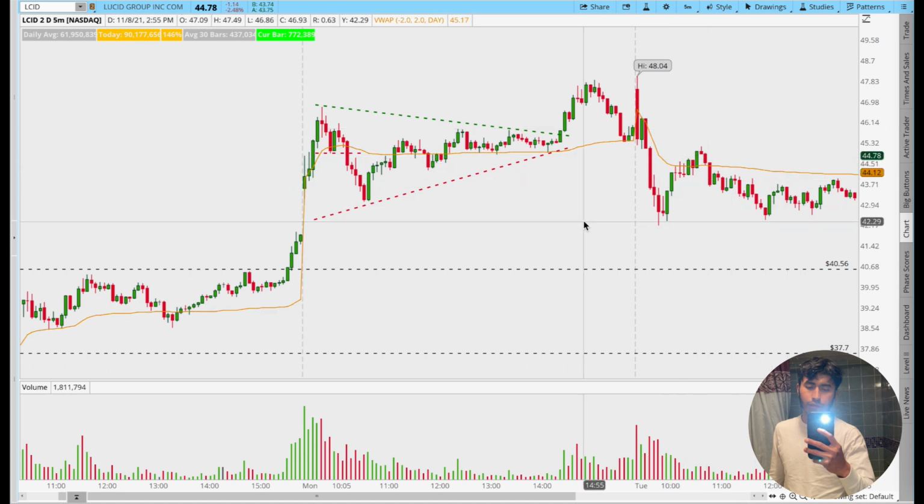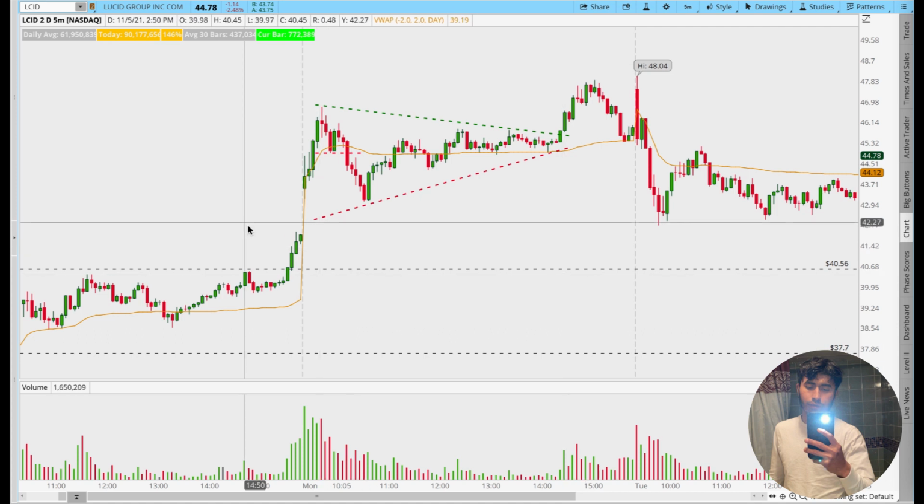So that just goes to show you that it works, right? Whenever a stock is below VWAP, it's bearish. In this case, once it broke below it, it never went back up. So yeah, that's how I use VWAP basically. And you can use this for any stock. It doesn't matter what stock it is. Remember, if it's above it, it's bullish. If it's below it, it's bearish.